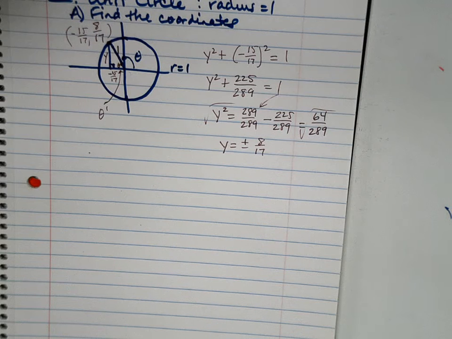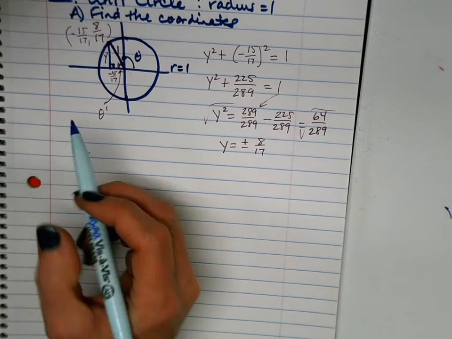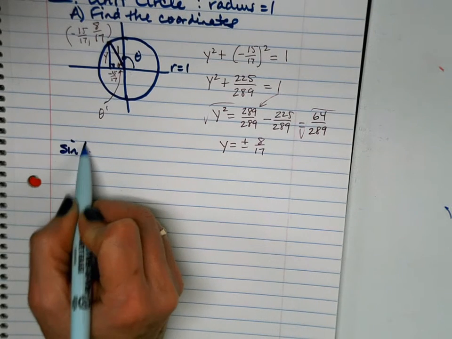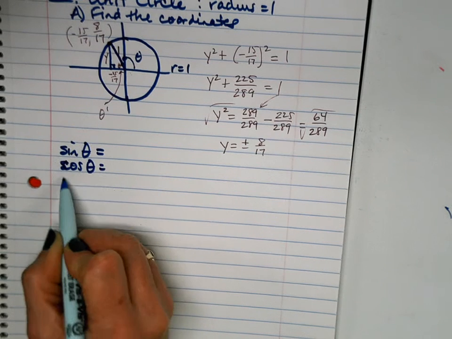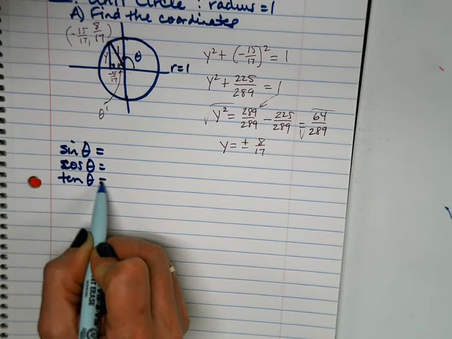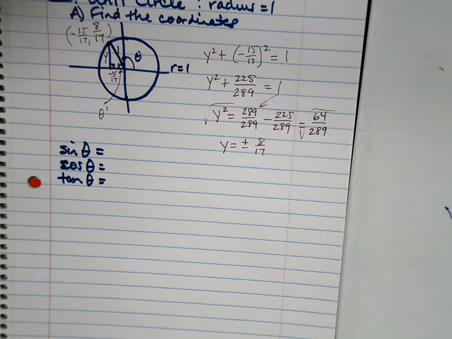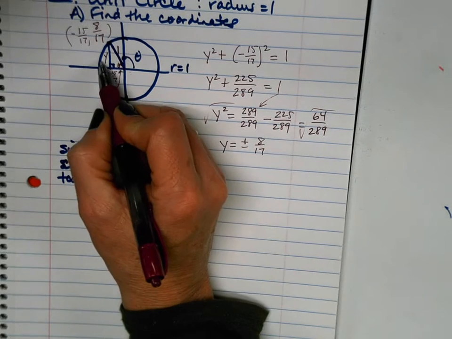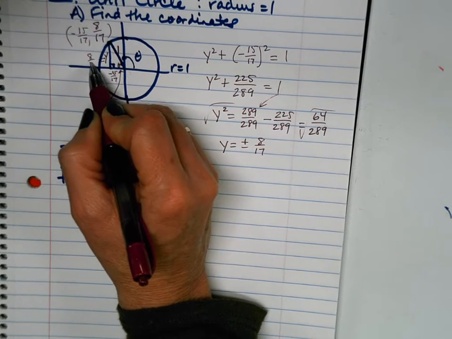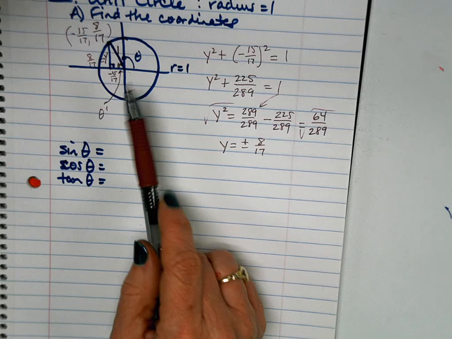Then the next thing they're going to ask you to do is to find the sine, the cosine, and the tangent of theta. And you actually use the triangle with theta prime to solve it. And we're going to have much further discussion about why this is the case, but for right now you're just going to use this little triangle here, okay, where this guy right here was 8 over 17. You use the reference angle, okay?